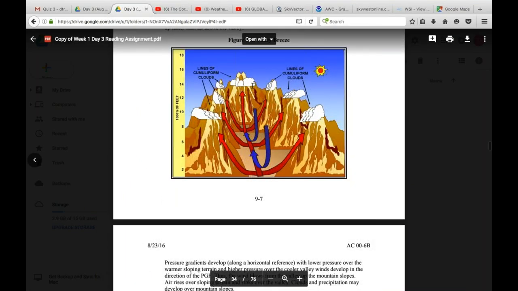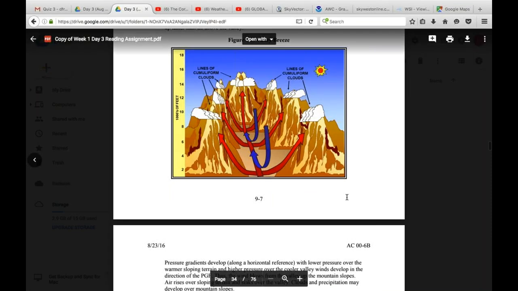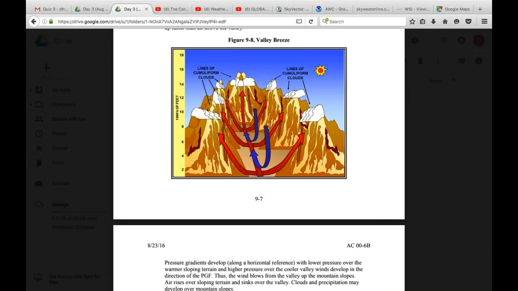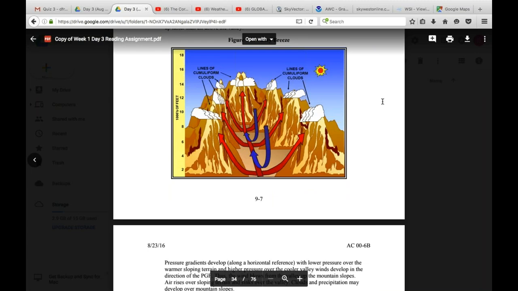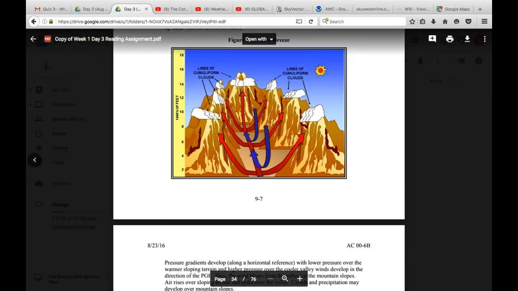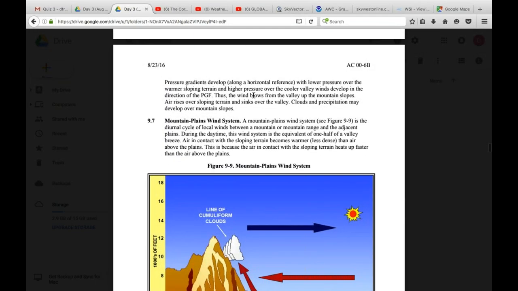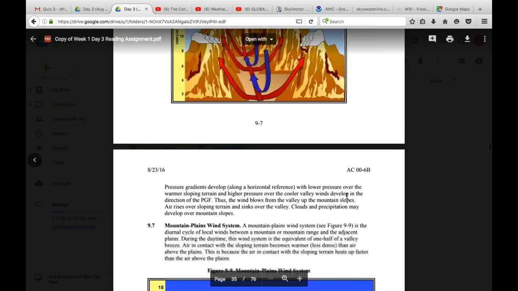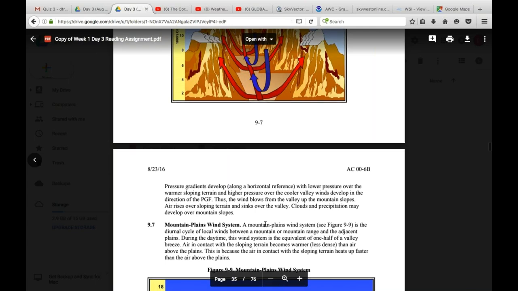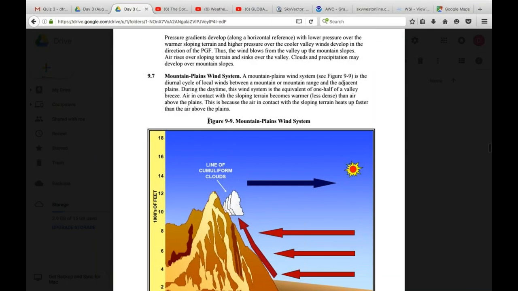So yeah, this air on the mountain heats up and it rises. And so it's going to cool, and then it's going to come down in the valley, and it's going to push that cool air up toward the mountains. So we have this valley breeze coming from the valley up to the mountains.